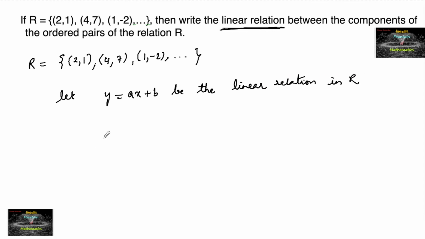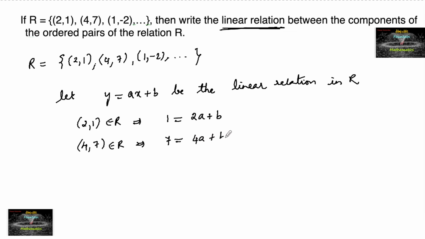In R, (2, 1) belongs to R, which implies y is equal to 1 and x is equal to 2, so we can substitute 1 = 2a + b. Also we can take one more ordered pair: (4, 7) belongs to R, which implies that 7 = 4a + b.